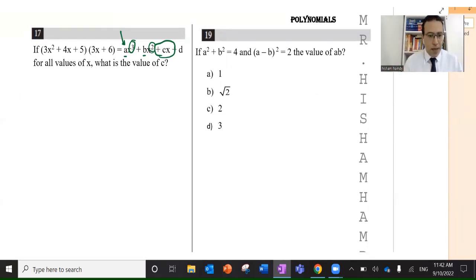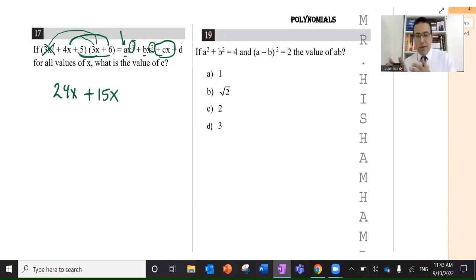If I multiply 3x squared by 3x, it will give me x to the power 3. I don't need it. If I multiply 3x squared by 6, it will give me x squared, so I don't need this term. If I multiply 4x by 3x, it gives me x squared. I don't need it. If I multiply 4x by 6, it gives me 24x. Plus, if I multiply 5 by 3, it gives me 15x. And I don't have to multiply 5 by 6, because 5 by 6 is 30.